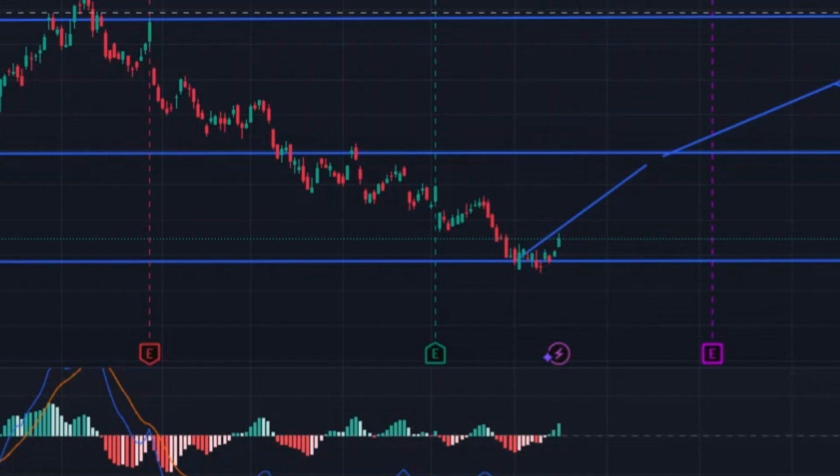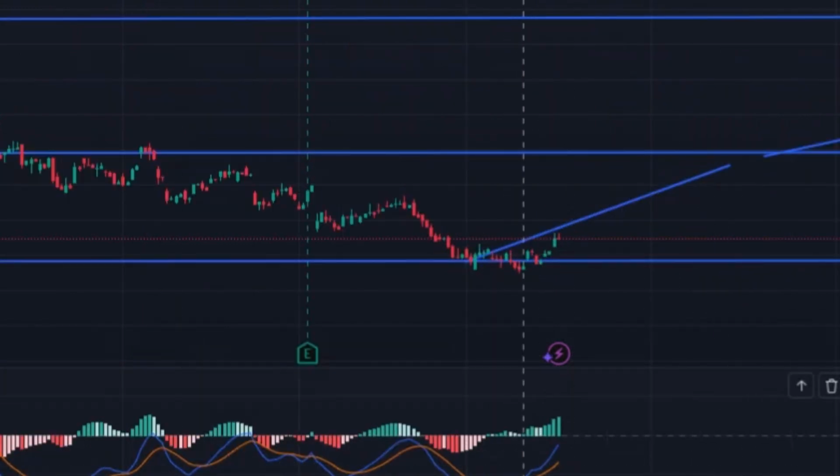Now, those are two very simple things. We could go down to the 4-hour and see how the MACD is looking too. Yeah, it crossed and it's starting to go back up.